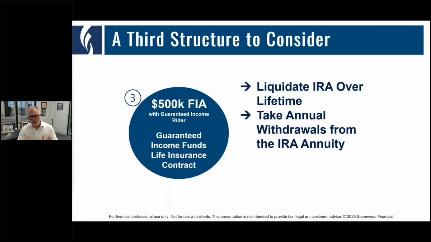Well, that works, right? And in this case, you could take $500,000 and put all $500,000 into the annuity, trigger the guaranteed income rider. We're going to liquidate that over time, and we're going to take those withdrawals and then use that withdrawal to fund the life insurance from the IRA annuity.